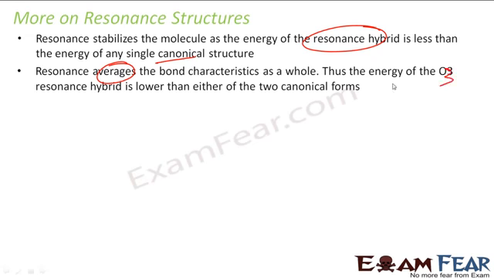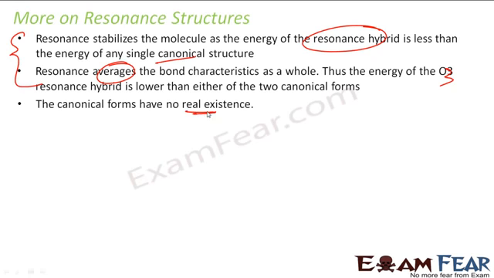For example, in O3, the resonance hybrid energy is lower. If you take any of the canonical forms, or even their average, the resonance hybrid energy is lower. So resonance makes energy lower. Also please note that the canonical forms which we have explained do not exist in reality.